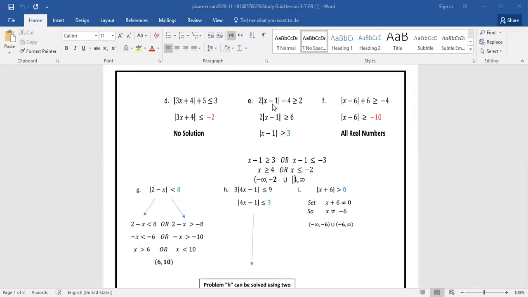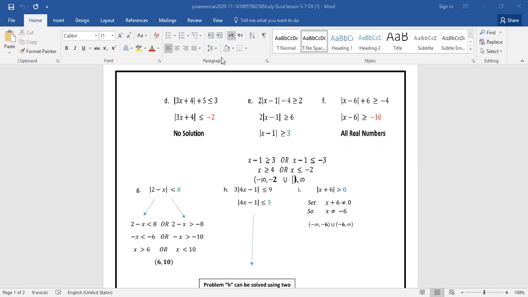2 absolute value x minus 1 minus 4 more than or equal 2. We will add the additive inverse. Whichever way you prefer, it's up to you. But by the end, we have 2 absolute value x minus 1 more than or equal 6. We have to simplify the inequality, so we will divide by 2 and divide by 2. Now we have absolute value x minus 1 more than or equal 3.